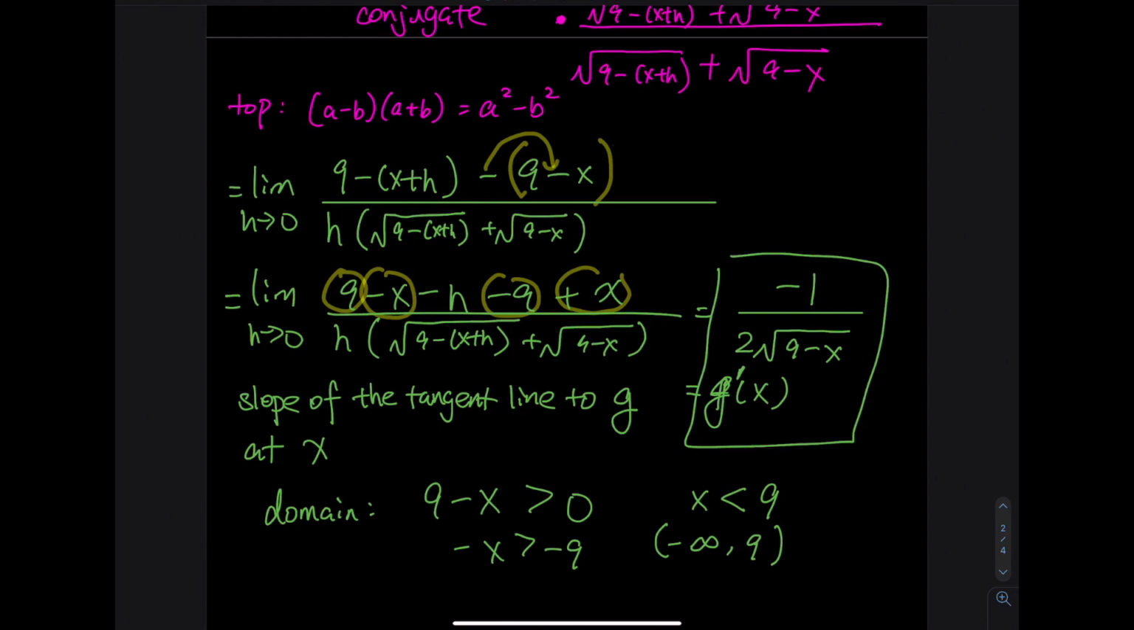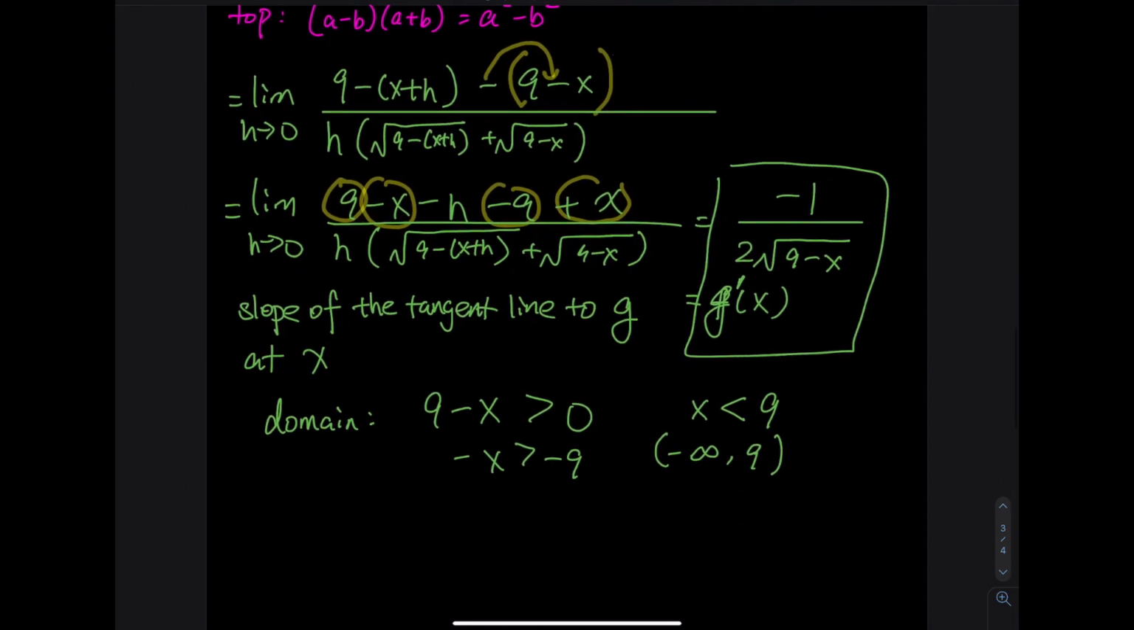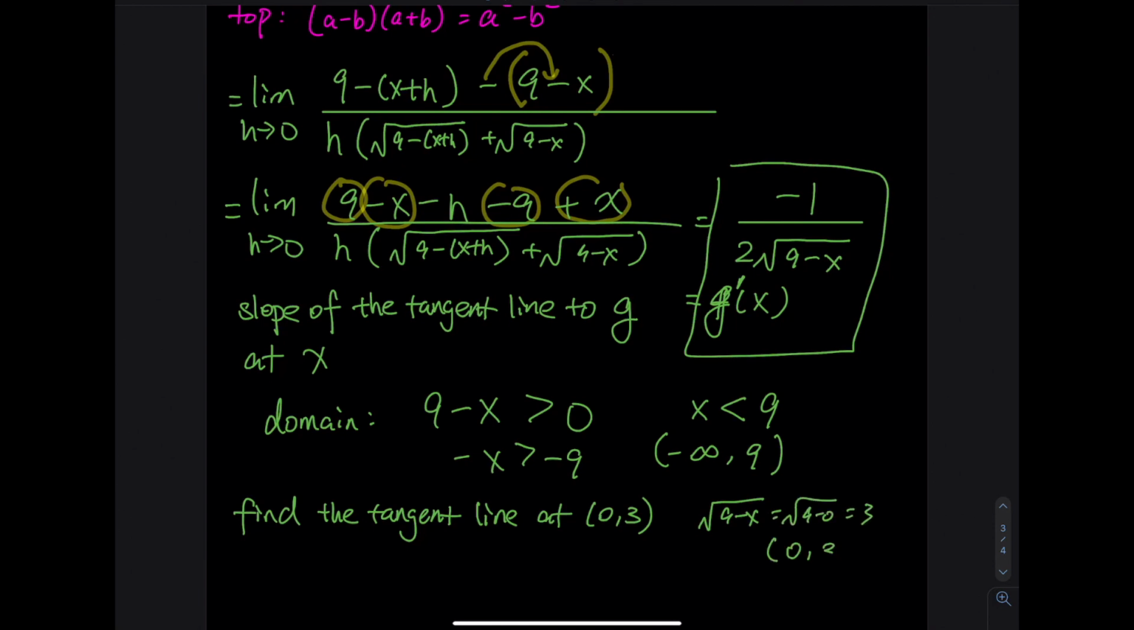So how do we use this actually? So let's say we have a point for function g. I want you to find the tangent line at (0, 3). (0, 3) is a point on the curve. Remember, we have the square root of 9 minus x, right? When x is equal to 0, the square root of 9 minus 0 is equal to 3. So we have x equals 0, y equals 3. That is a point on the curve. I want you to tell me the slope. So what is the slope? When I say tell me the slope, you are looking at g prime.